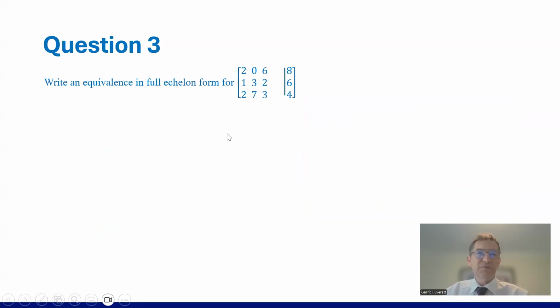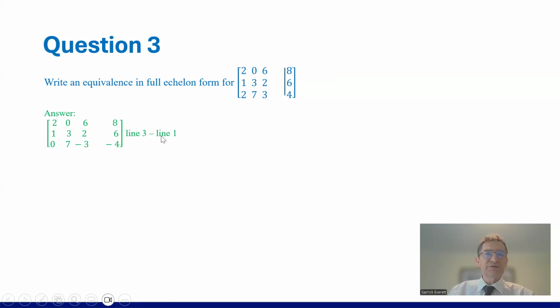Question 3. Write an equivalence in full echelon form for 2068, 1326, 2734. And again, you've seen this question before. I've left out the line in all of these, just simply for speed and getting it done. Okay, so we've got 206.